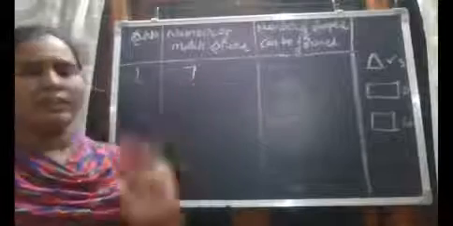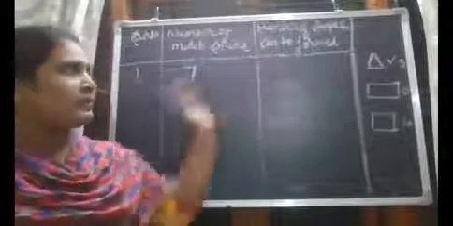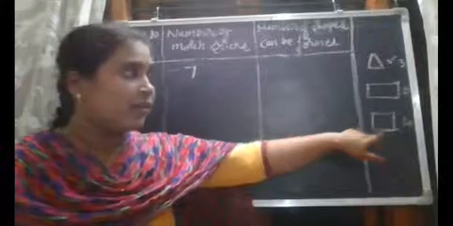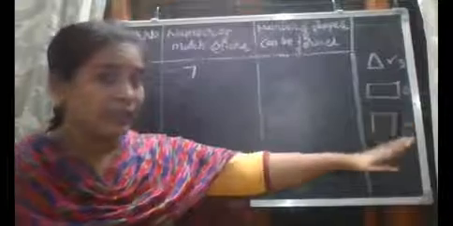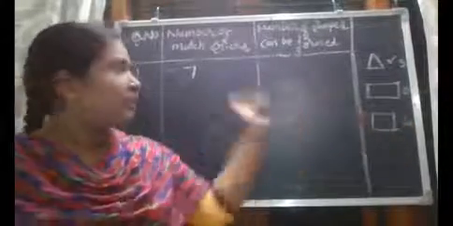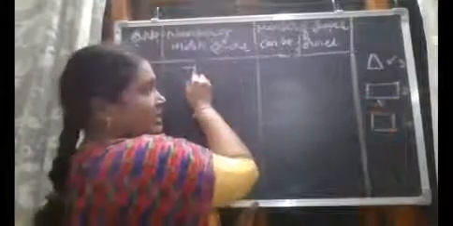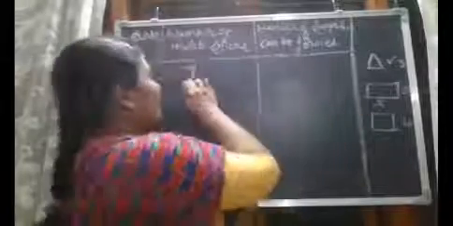So 7 is an odd number, no issue, so we cannot make a rectangle. And for a square, what do we need to do? We need to check in the 4 table, isn't it, children? Do we get 7 in the 4 table? No. So we cannot make a square using 7 matchsticks, because we won't get 7 in the 4 table. So how many shapes can be formed? Only one, that is a triangle.